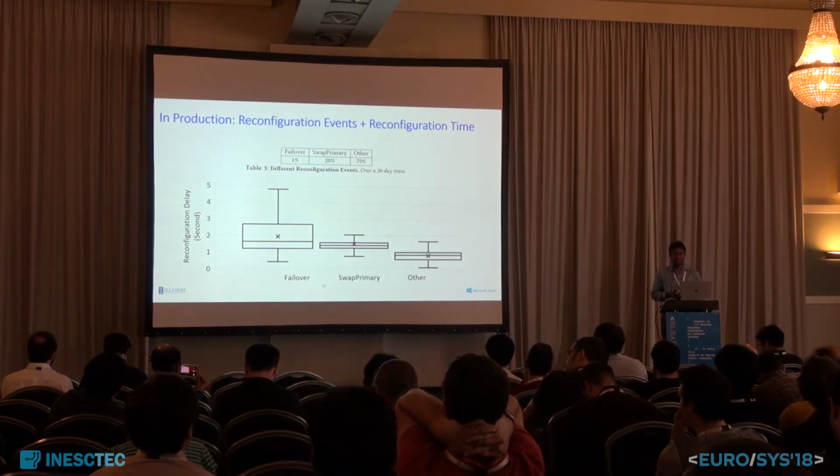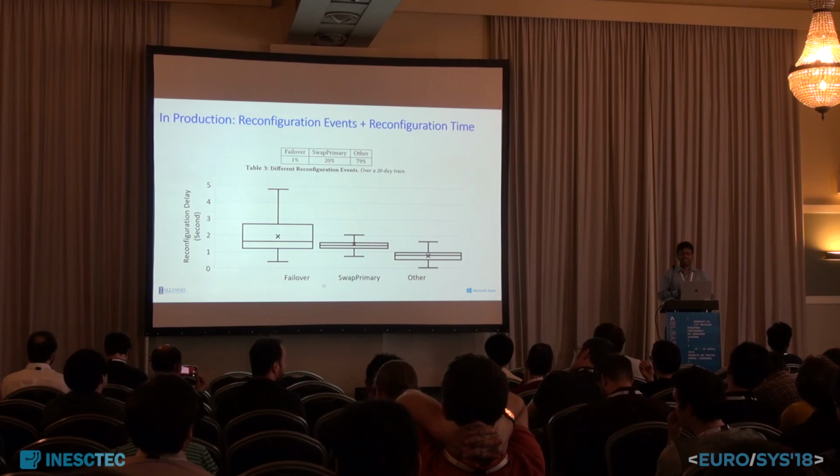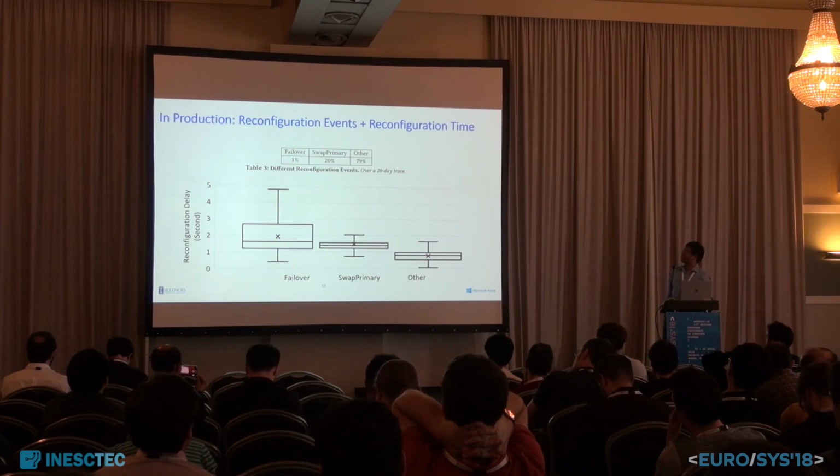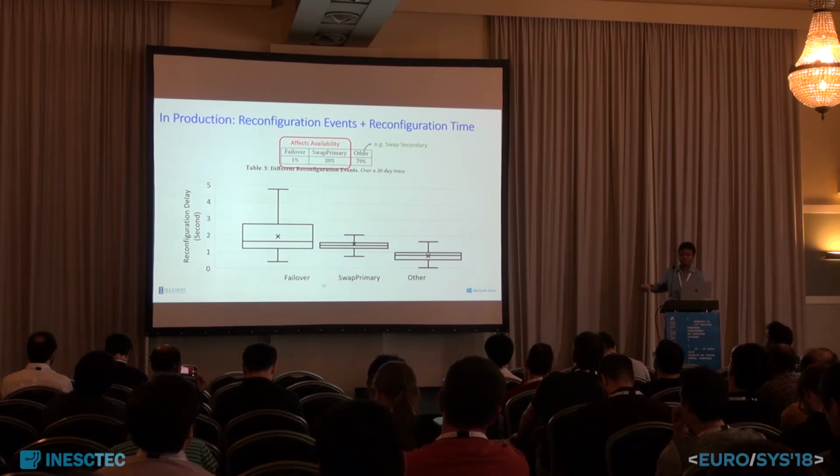Next, we analyze reconfiguration events, where we collected a total of 20 days of reconfiguration traces. We classify these events into 3 categories: failover, swap primary, and other, for example, swap secondary. Note that only the first 2 affect availability. Next, in the graph below, we measured the reconfiguration delay taken by each category.